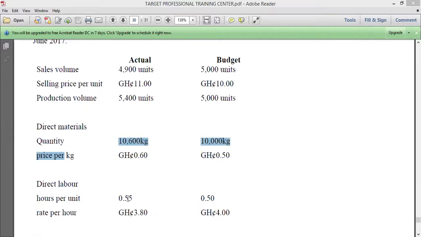In fact, here I'll use the shortcut. Labor rate is 3.8 actual, budgeted is 4. So there's a favorable of 0.2. So favorable rates. The standard rate is 4, the actual rate is 3.8, so that's 0.2, right? Good. Now you value this at the actual hours, which will be the hours per unit, 0.55. So we can see.